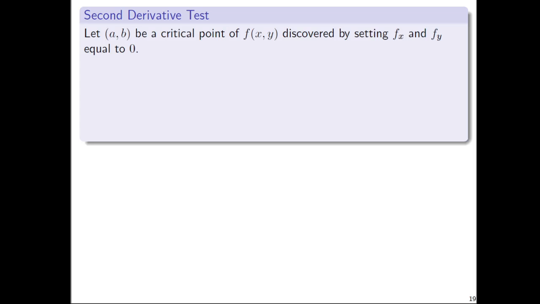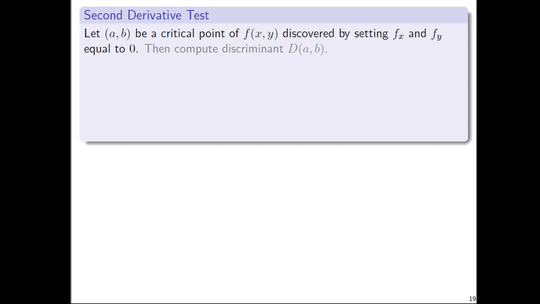There was a second derivative test that's used in Calc 1. Now this is the second derivative test for Calc 3. Let's say (a, b) is a critical point of your function of two input variables. And remember that that was probably discovered by setting f sub x and f sub y equal to 0.